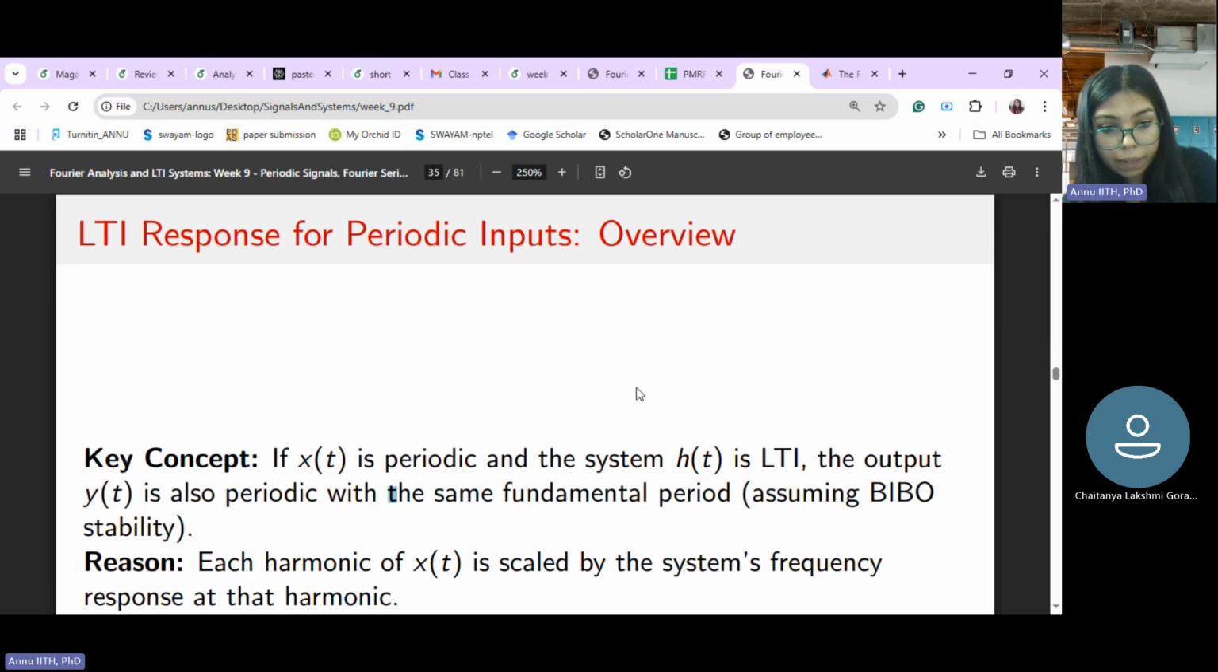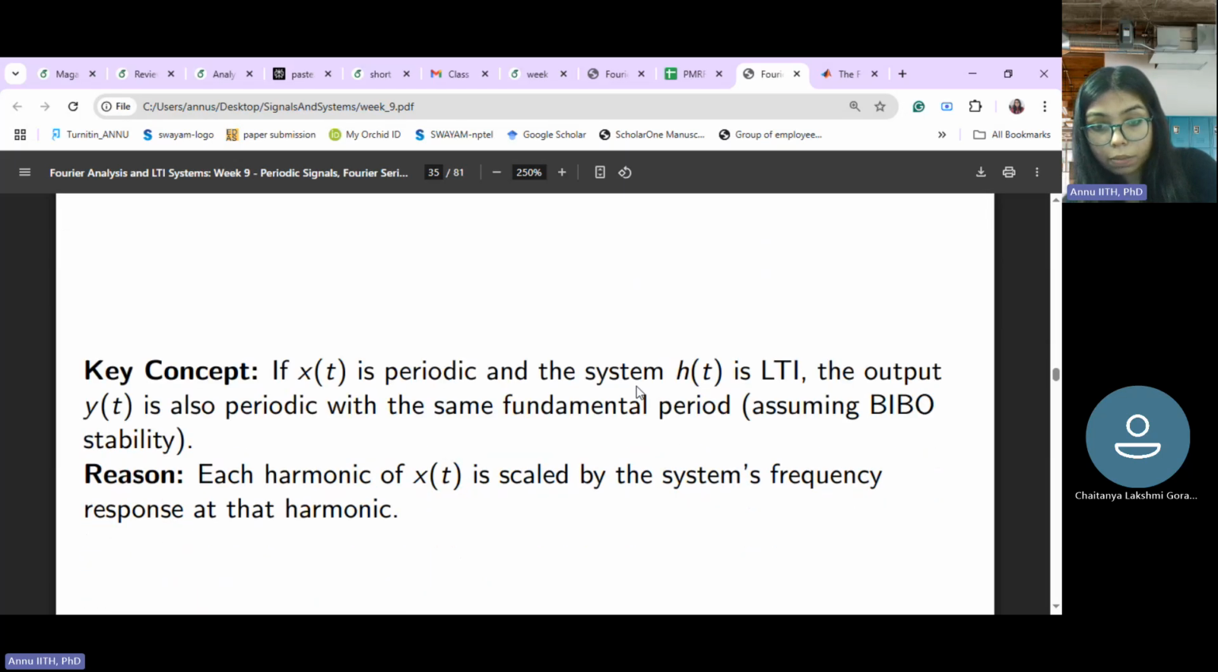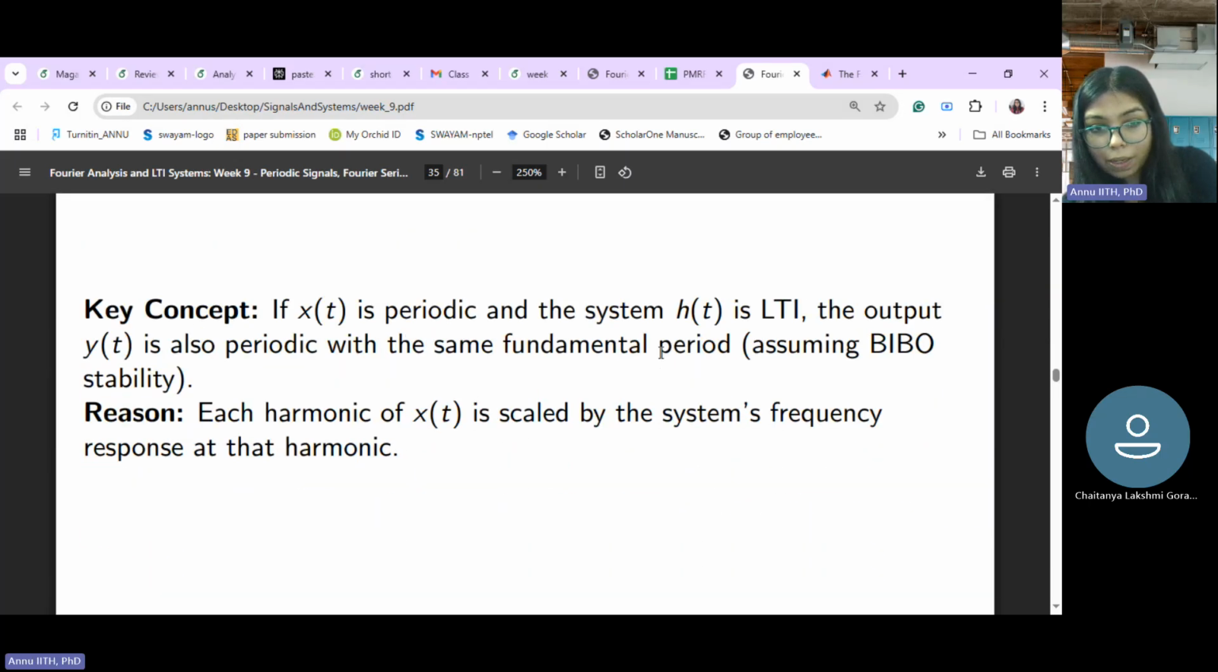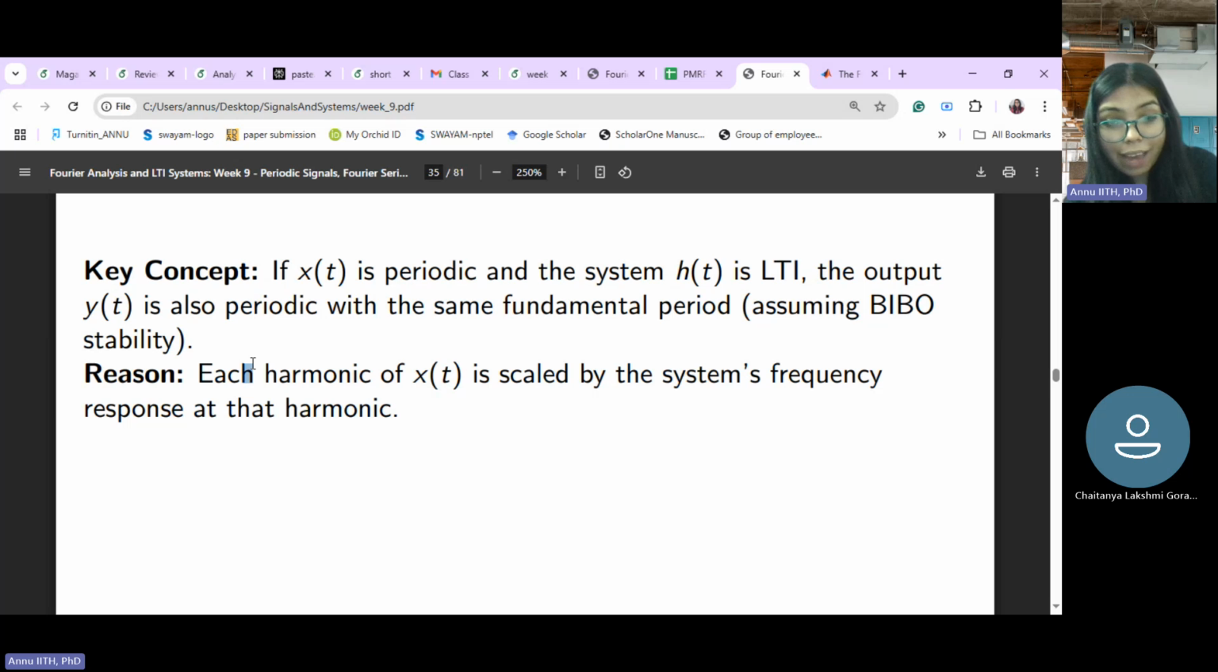So if x(t) is a periodic signal and the system is also LTI, as we know, the output is also a periodic signal with the same fundamental frequency, assuming BIBO stability. The reasoning is that each harmonic of x(t) is scaled by the system's frequency response at that harmonic. That's very interesting to note: if x(t) is periodic, then y(t) is also periodic with the same fundamental frequency. It means that if a sine is the input signal, irrespective of what h(t) is, y(t) is periodic with the same fundamental frequency.